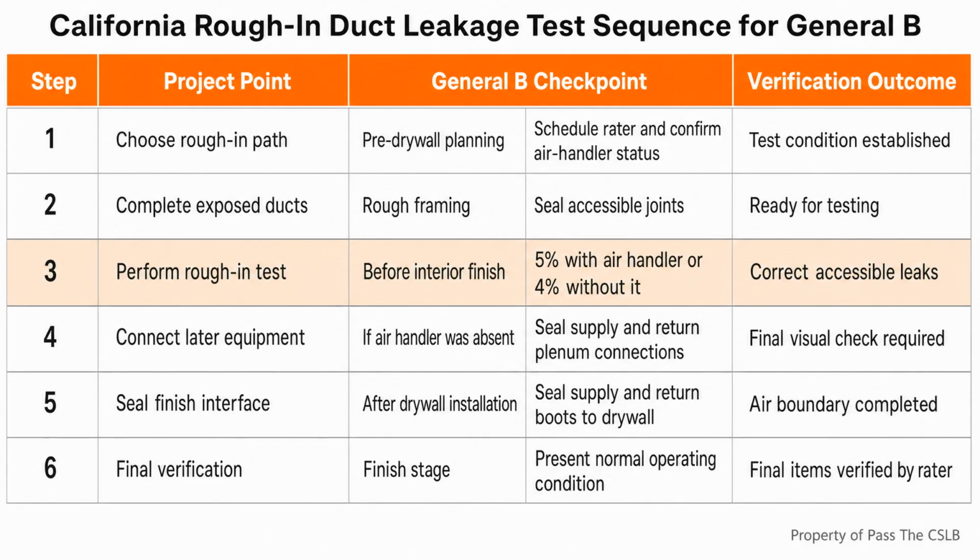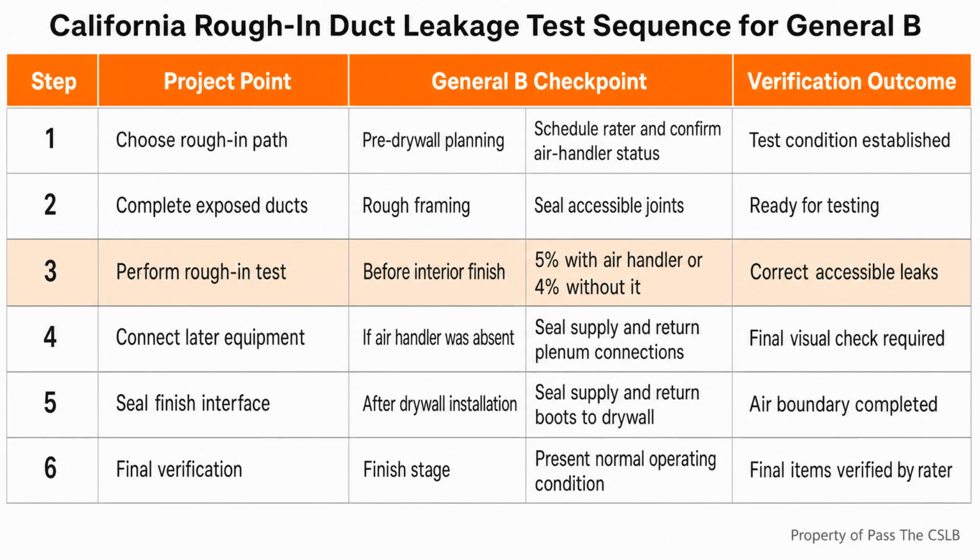For a new single-family dwelling, when the air handler is installed and connected, total duct leakage must not exceed 5% of the air handler airflow. That 5% limit applies to a completed new system and also to a rough-in test when the air handler is already part of the tested system.